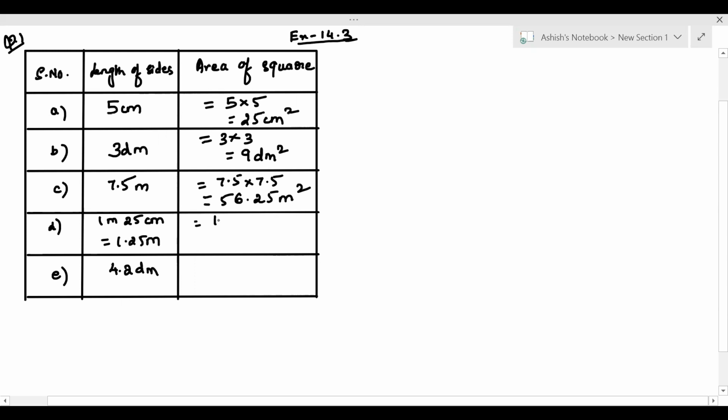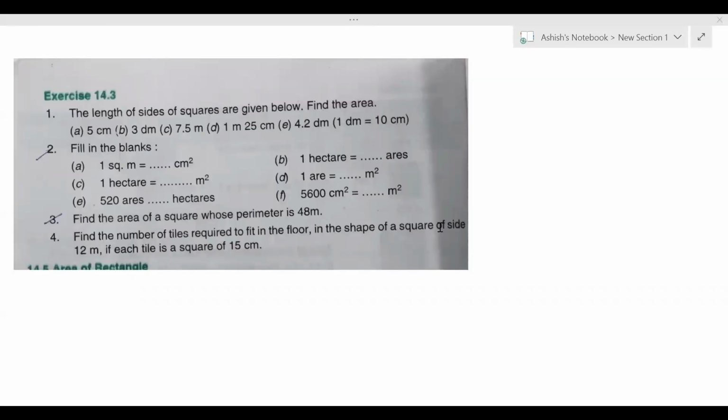And again, the area of the square will be 1.25 into 1.25. On multiplying it, we will be getting the answer as 1.5625 meters square. At the last, we are again having the side of 4.2 decimeters. So area of its square will be 4.2 into 4.2. On multiplying, we will be getting the area of this square as 17.64 decimeters square.